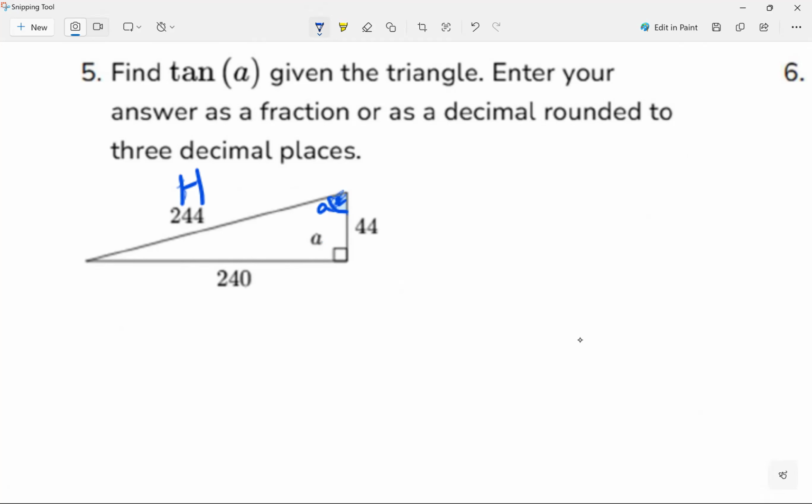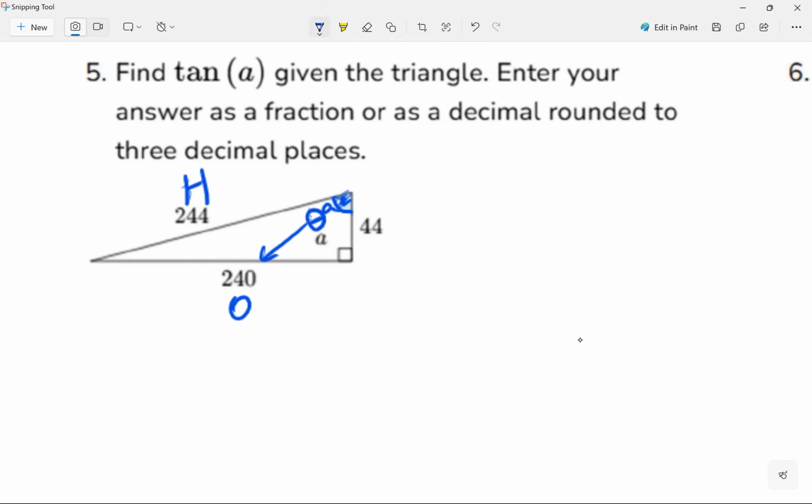A is this corner. And basically what that means is that's where I will put my angle theta, my Greek letter theta. Remember, theta is a Greek letter that means measurement, so that's why we use it for angles. Now, because theta is at that corner, 240 is the farthest away, so we're going to call that the opposite. And that means that 44 is my adjacent.